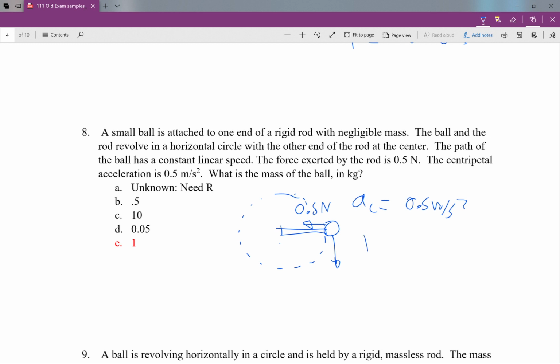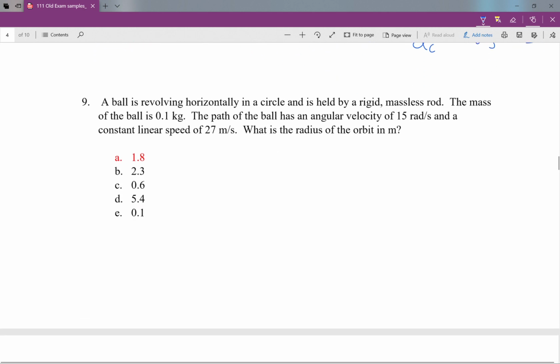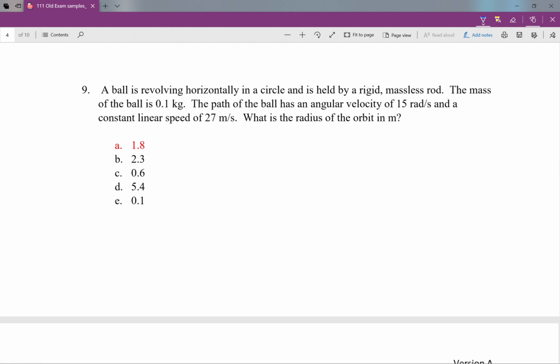We know that the centripetal force is equal to the mass times the centripetal acceleration. We know both force and acceleration, so the mass equals the centripetal force over the centripetal acceleration. And that's just going to be 0.5 over 0.5, which is 1 kilogram. That's a pretty easy problem.